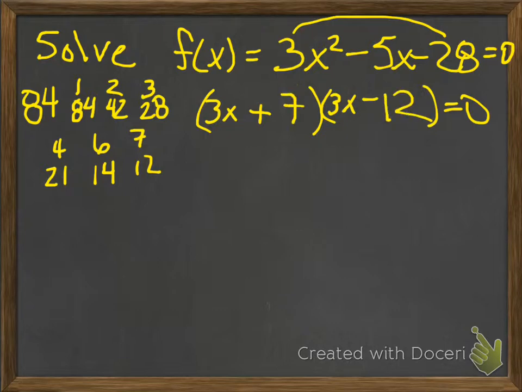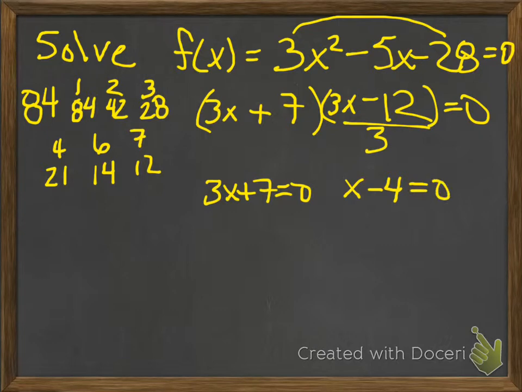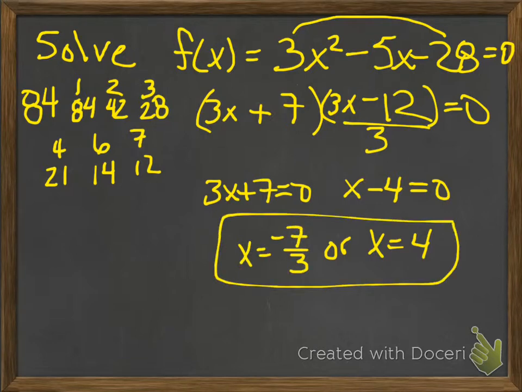Now, to keep it the same, like with what we were doing yesterday, one of those has an extra 3. I need to get rid of it. So, which one is it? The one with the 12. Divide that out. You have x minus 4 is equal to 0, and 3x plus 7 is equal to 0, and solve. You should be able to do that fairly quickly and easily, without doing much scratch work.